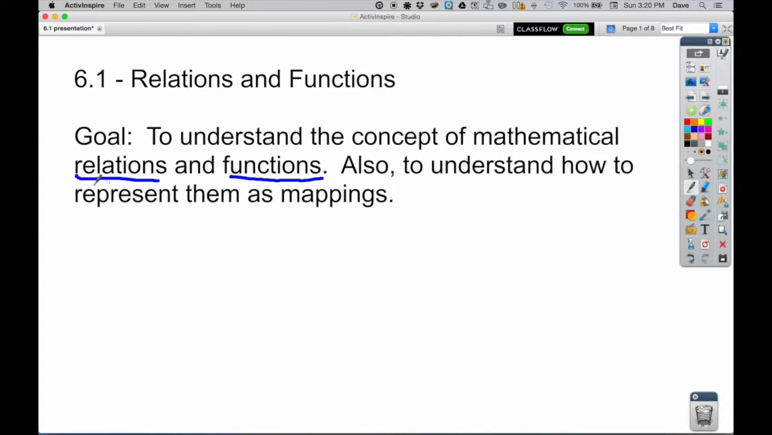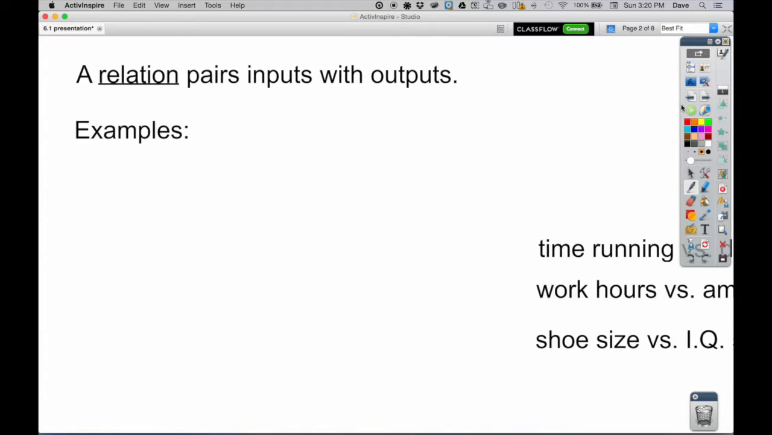All right, so let's start with the easier one: relations. Take a look at this example. A relation is like a relationship. A relation is anything that pairs input values with outputs. And I know that's a little vague, so here are some examples.